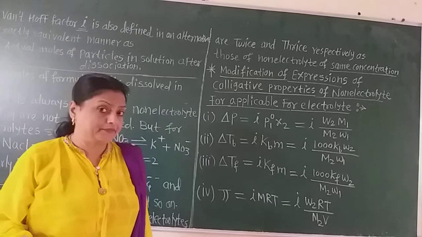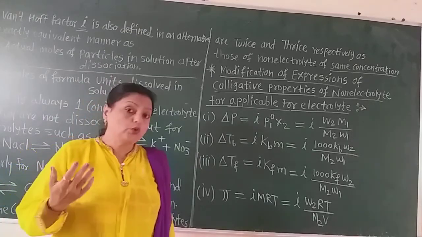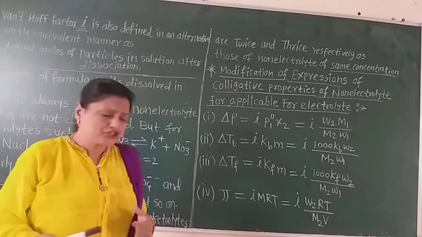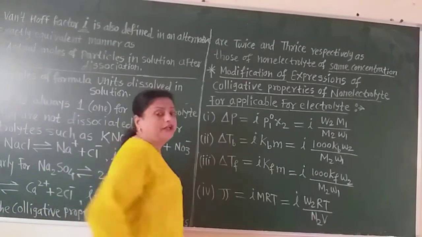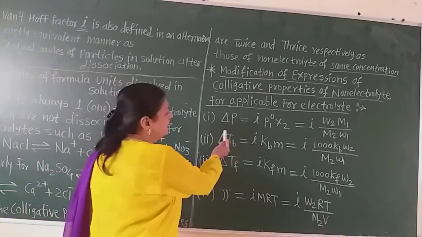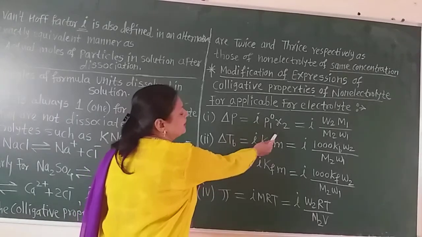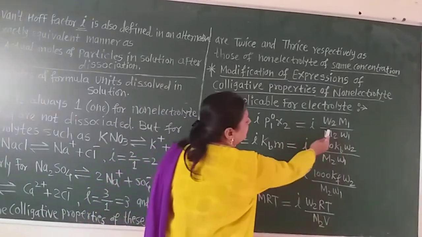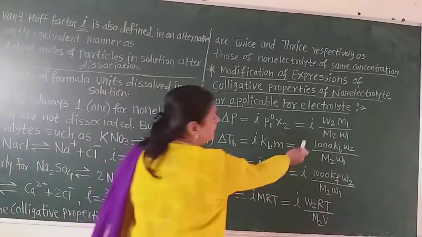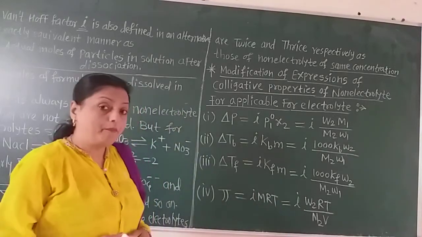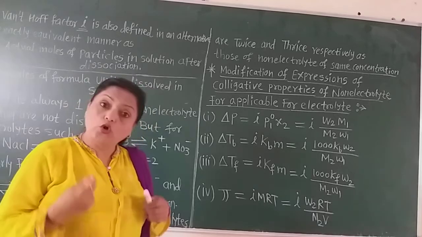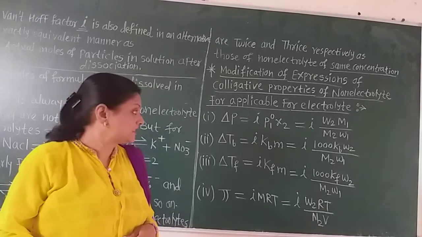We learned this already. But here we have to apply this to the electrolyte, so just multiply these colligative properties by the Van't Hoff factor i, and therefore it becomes ΔP/P₀ = i W2 M1 / (M2 W1). In this way, by multiplying the Van't Hoff factor with this colligative property, we obtain the expression for the colligative properties of the electrolytes.